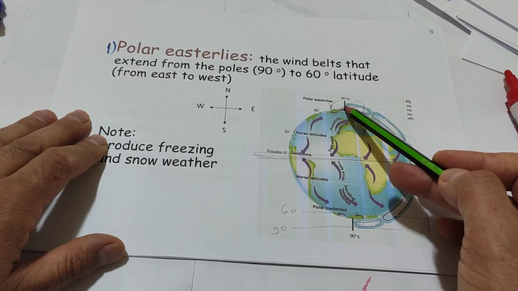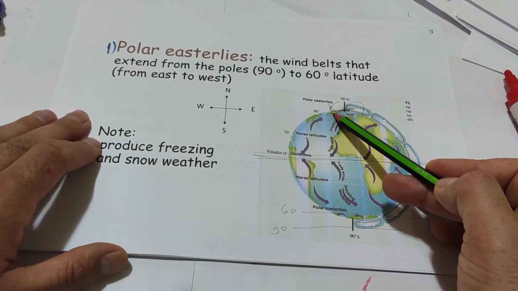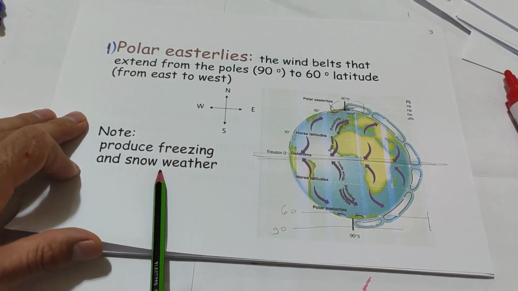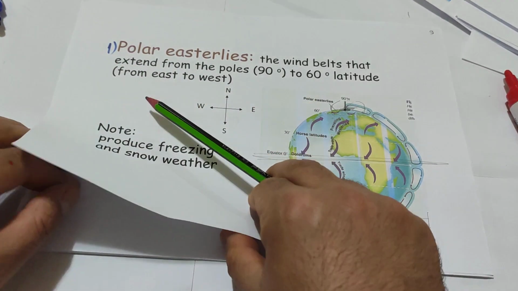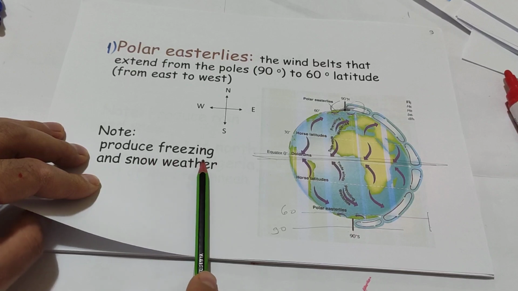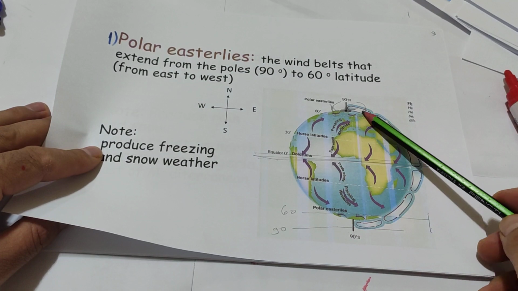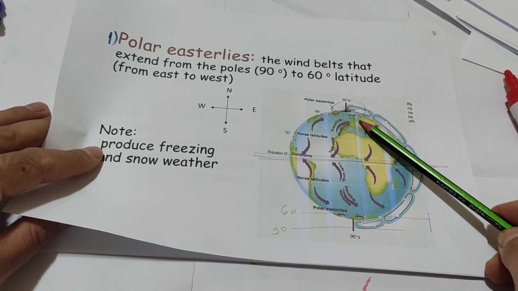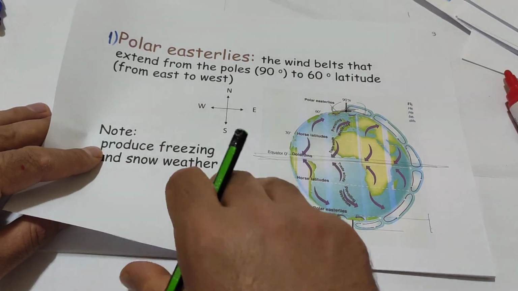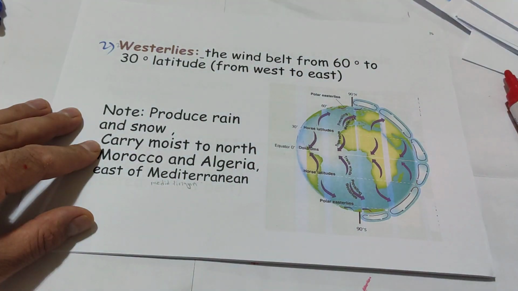Air moves from 90 latitude to 60 latitude. We call this one polar easterlies, producing freezing and snow weather. That means the result of polar easterlies winds is freezing and snow weather. Because Russia is found on this side, it is mostly snow and cold weather because of the polar easterlies.